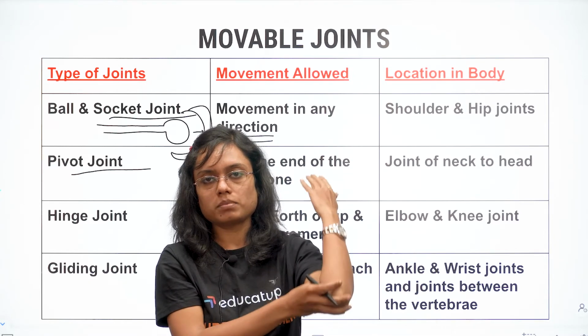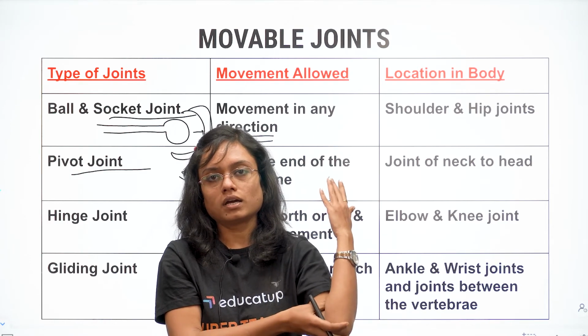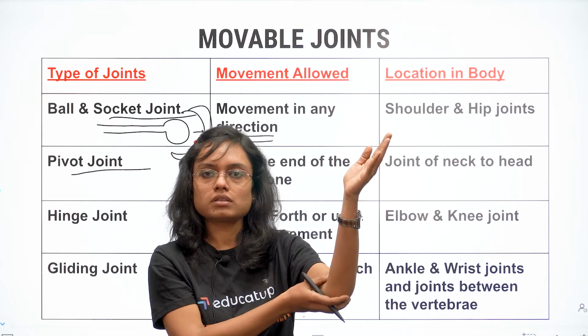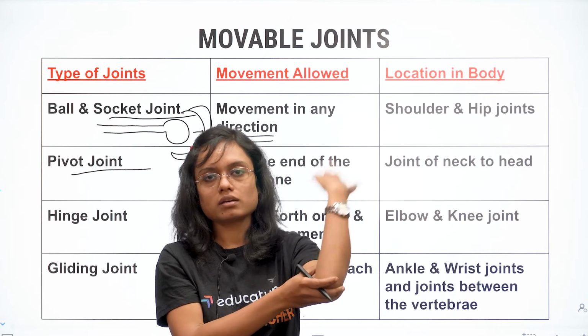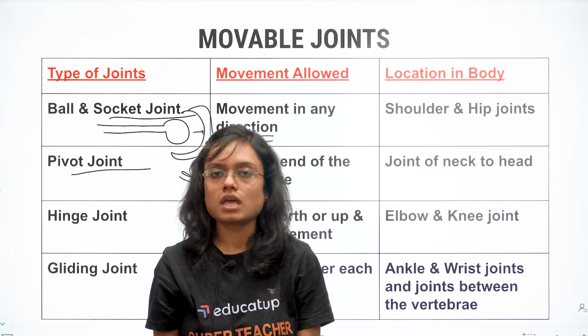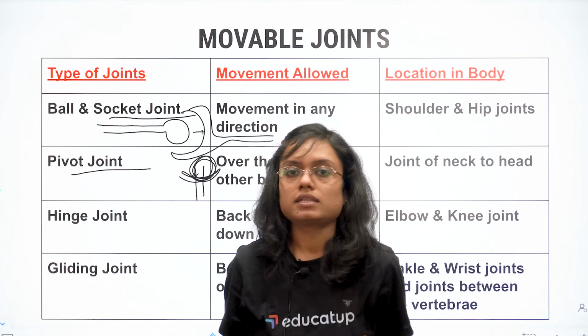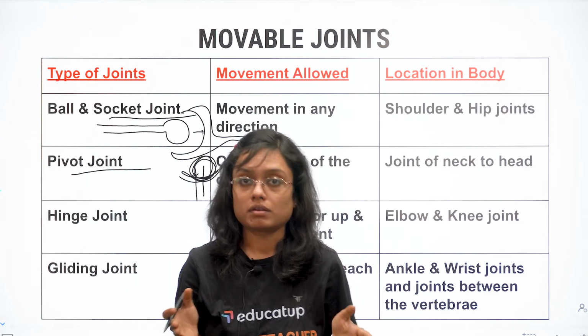Down and up, down and up, down and up. Can it do a 360-degree movement? No, it's only back and forth, up and down. Similarly with our knees, they can also do the same thing. Back and forth when we are walking, and up and down when we are jumping.